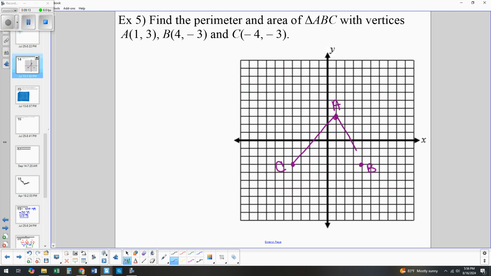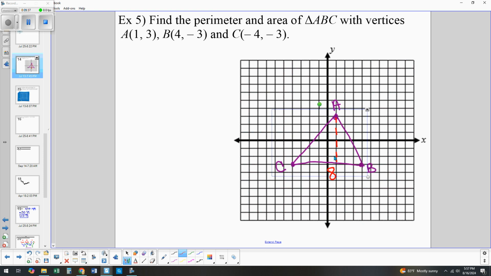I know to find the area of a triangle, I need 1/2 times base times height. So I can easily count the base here because it's a horizontal line. So my base is 1, 2, 3, 4, 5, 6, 7, 8 boxes. But the height, I'm actually going to have to draw in.